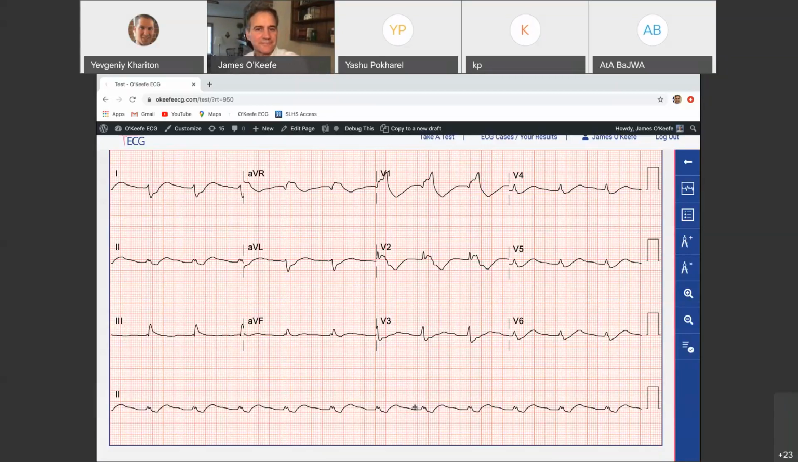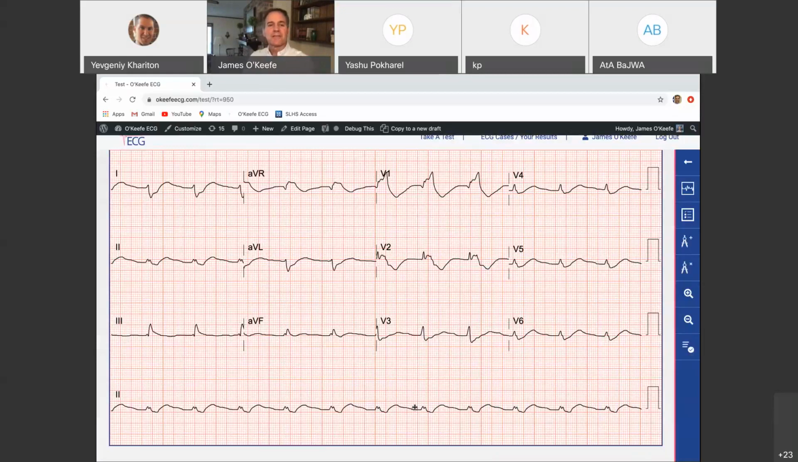Kind of looks like right bundles. Yeah. And I don't know if you want to call also right axis, but it is right axis. In the setting when everything is prolonged, if flecainide got much higher, we'd probably have cardiac arrest, like you do with antiarrhythmic drug toxicity or digoxin toxicity.